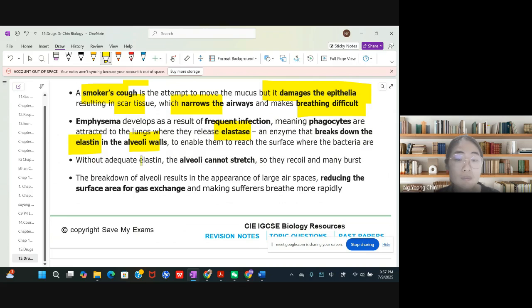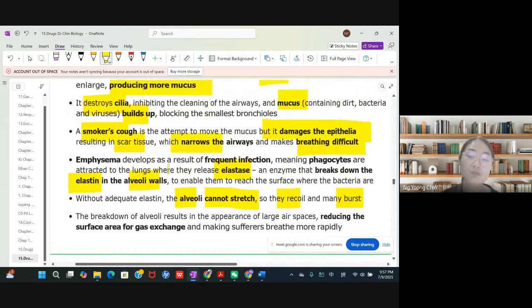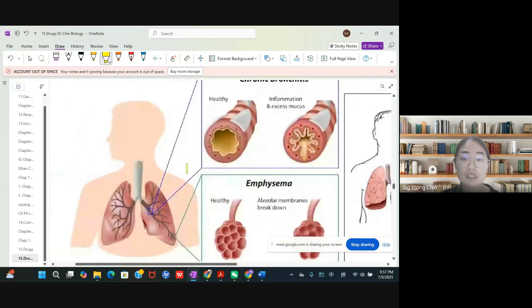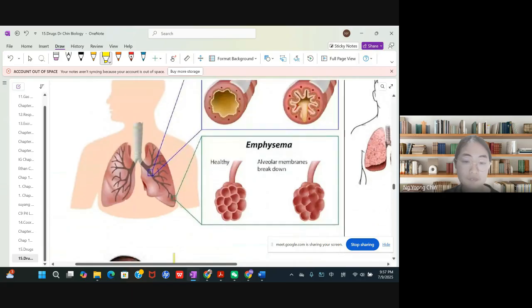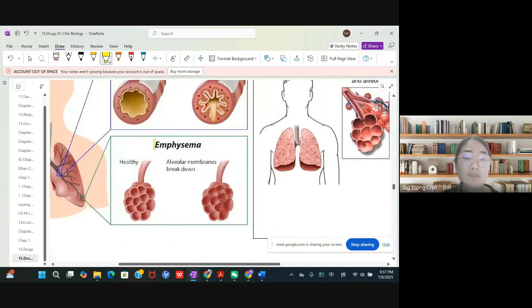So the alveolus cannot stretch. It can recoil and burst. The alveolus wall contains elastin, which is a kind of fiber. Now these elastin fibers are being broken down by the elastase enzyme. This will cause the alveolus to be unable to stretch, so it will just burst like this. You can see emphysema.